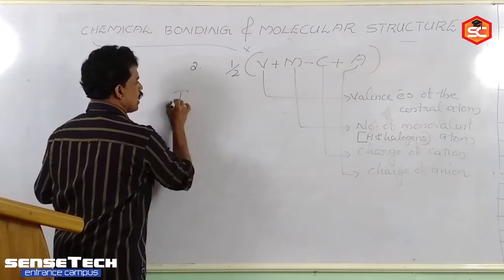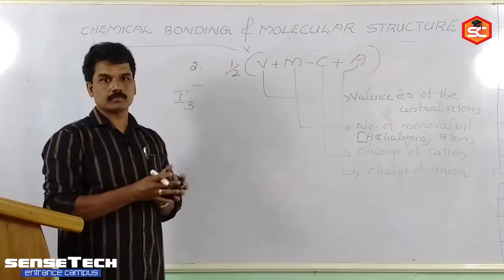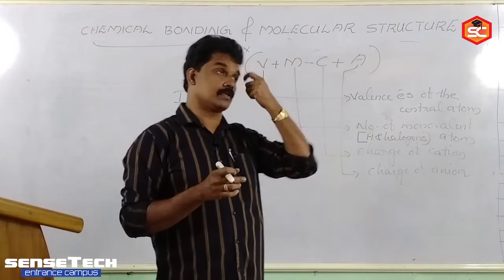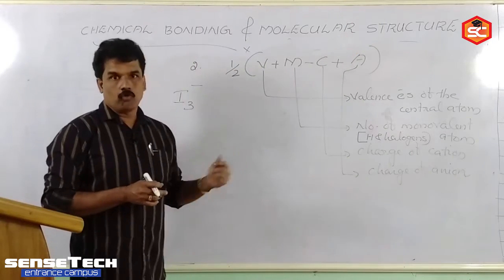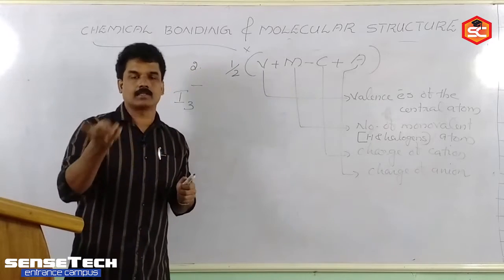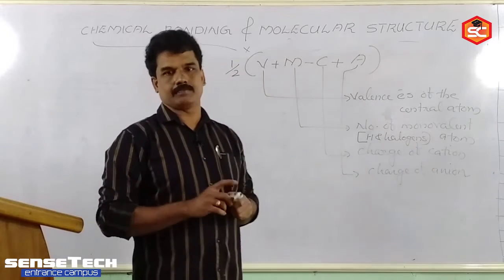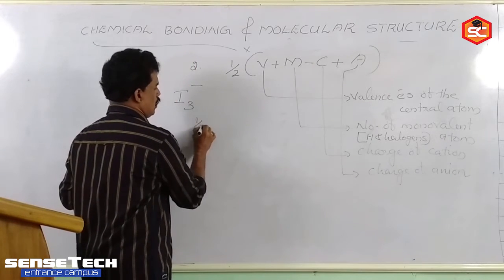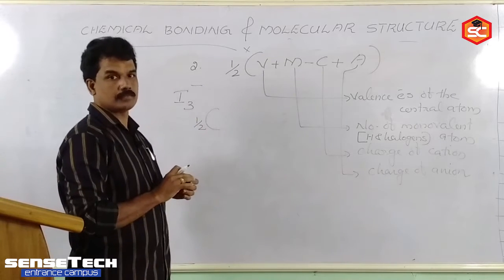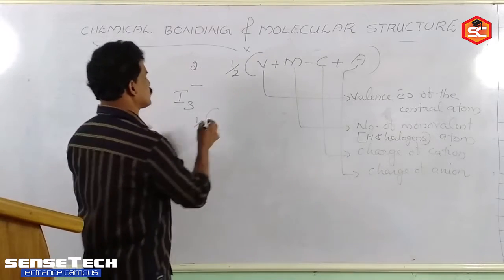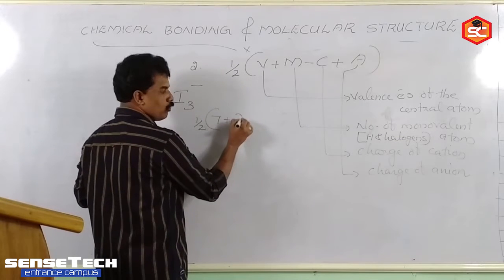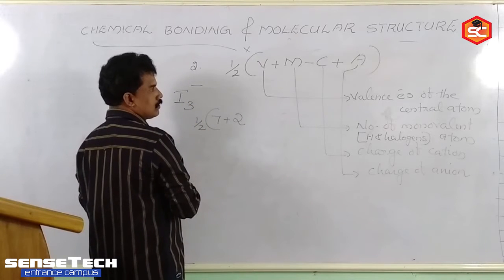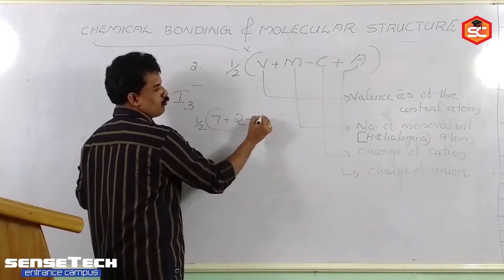I am giving one species, I3 minus. It is an ionic species. What is the hybridization of I3 minus? You calculate the hybridization. There are 3 iodine atoms. One iodine you have to consider as the central atom, and the other 2 iodine you have to consider as the combined atoms. Half into valence electron of the central atom 7 plus number of monovalent atoms 2. So cation or anion? Anion, minus charge, so plus 1.